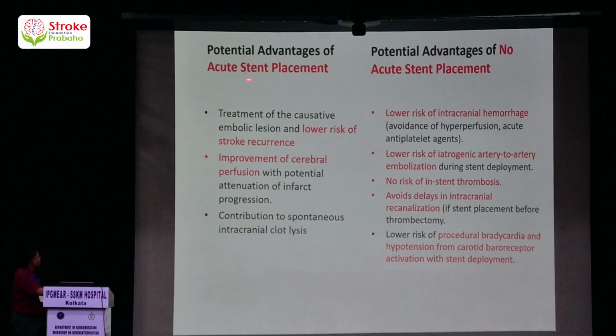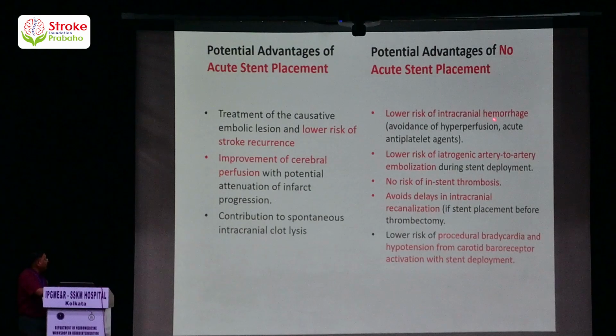So, what is the potential advantage of acute stent placement? There is a lower risk of stroke recurrence, and there is an improvement of the cerebral perfusion. But what is the advantage of not placing a stent? There is a low risk of intracranial hemorrhage, because ultimately you have to subject this patient to dual antiplatelet therapy, and there is more chance of intracranial hemorrhage.